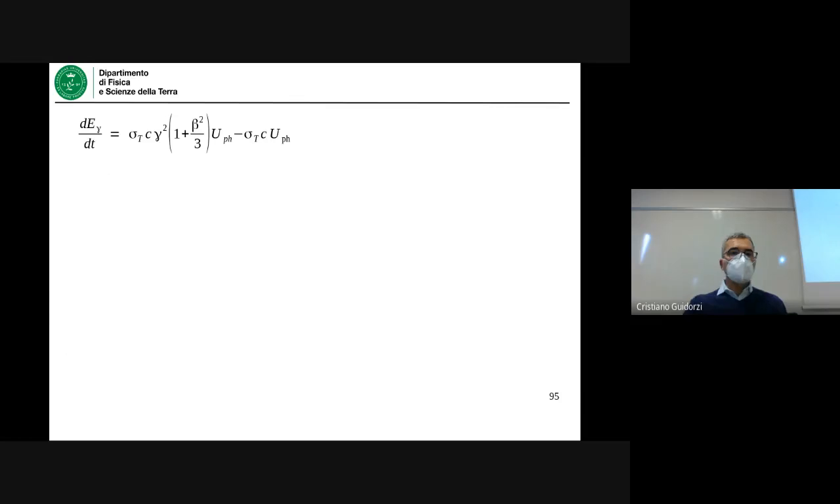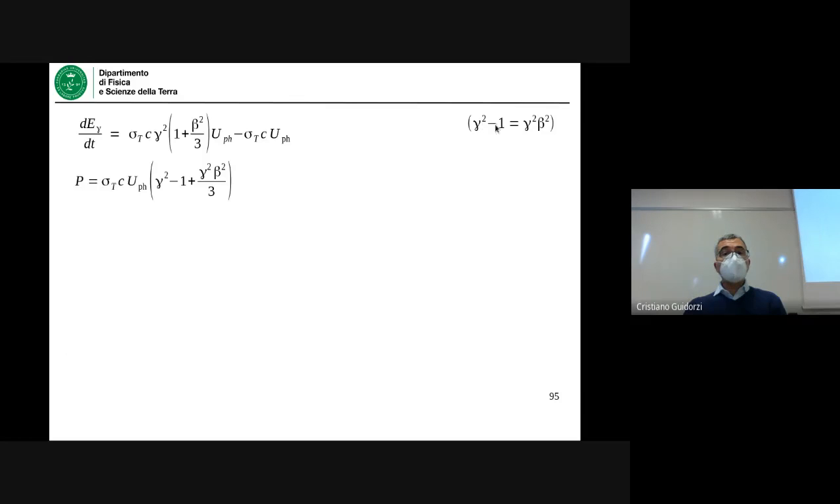So okay, here I just copied the result, and you see, you can collect sigma Thomson c and u photons, and here you have gamma square minus 1, which is this guy here, plus gamma square beta square over 3. Now we exploit a simple identity, which is very useful also to remember. If you don't remember, it's just a matter of 30 seconds or 20 seconds to prove it.